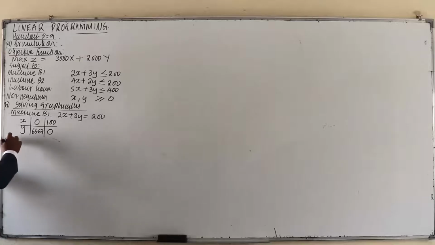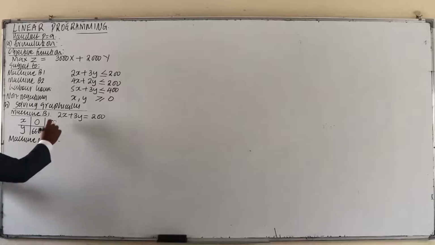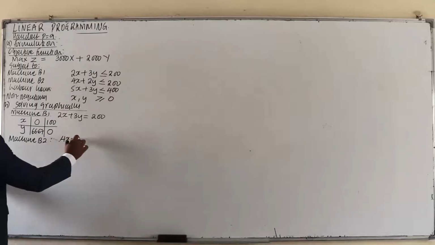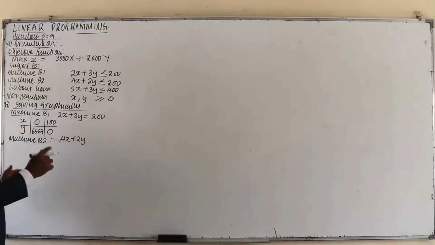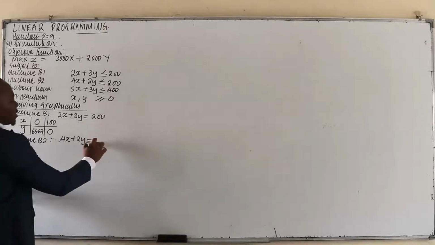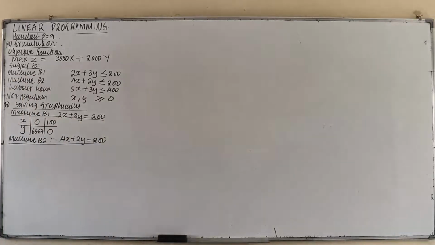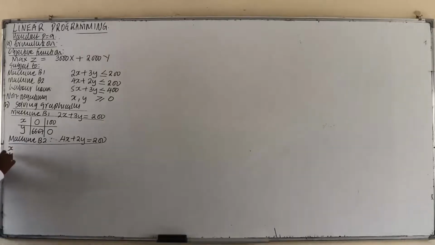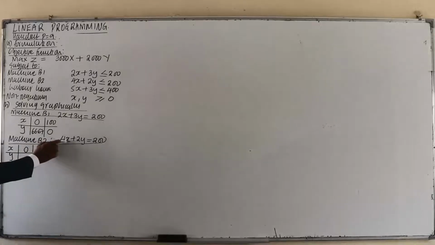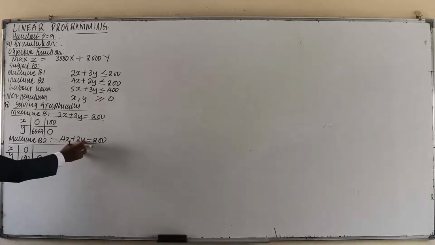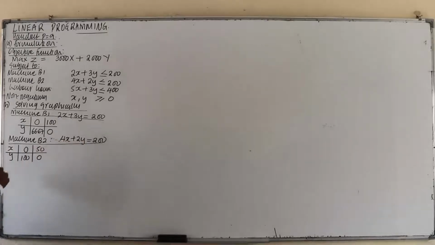So that's machine B1. Now we do the same for machine B2. Machine B2, this was the equation: 4x plus 2y, you change the inequality to equality, equals 200. So how do we change that? Here we have x, y. When x is 0, y will be 100. When y is 0, x will be 50.